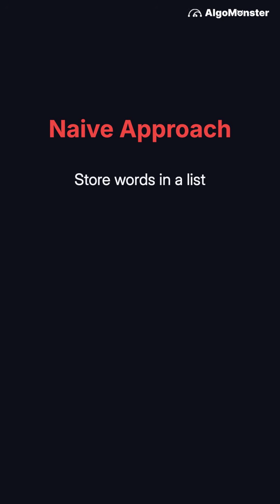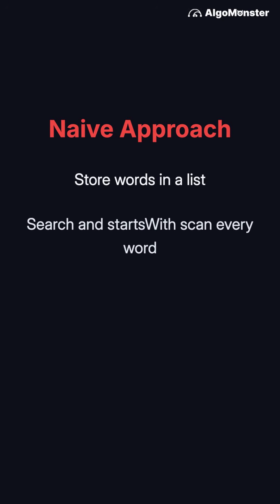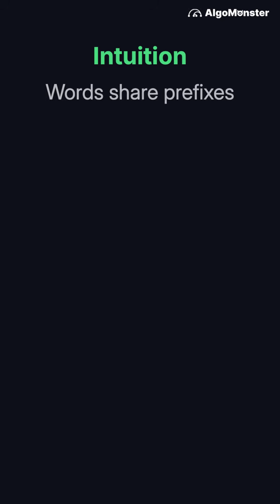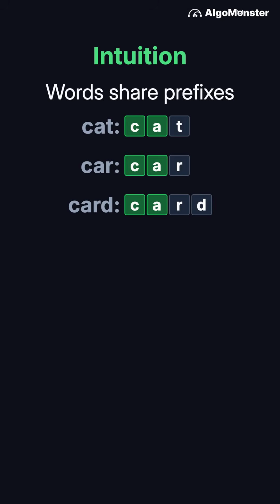The naive approach is storing words in a list. Insert is fast, but search and starts with both scan every word. Too slow for thousands of queries. Here's the trick. Words share prefixes. Cat, car, and card all start with CA. Instead of storing each word separately, we build a tree where shared prefixes share the same path.